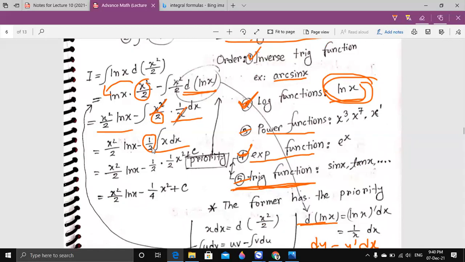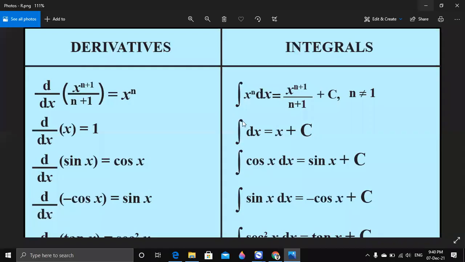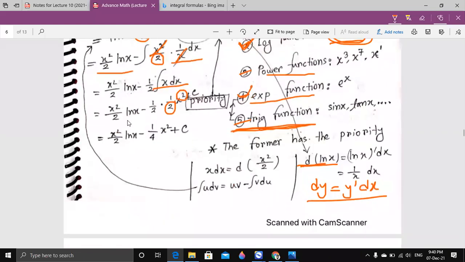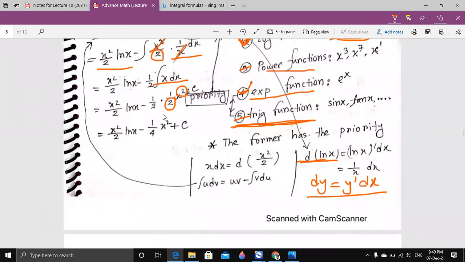And we know this formula. Integration of x dx, we increase the power of x by 1 and we divide by the power, right? Remember this formula? Integration of x to the power n dx. So finally we get this 2 and this 2, it will make 4. So x square by 2 ln x minus 1 by 4 x square plus c.